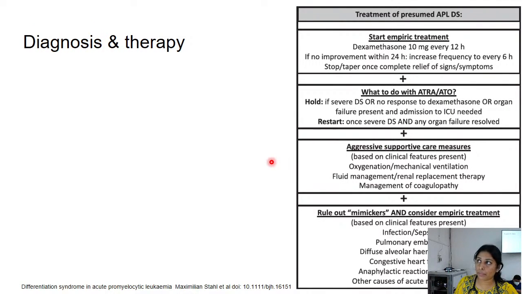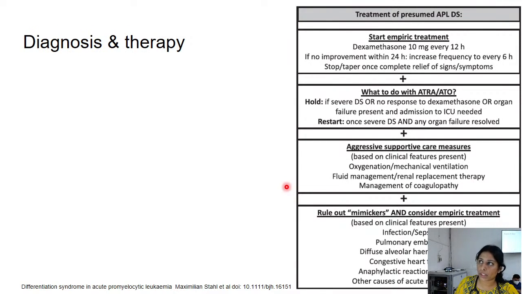There's a very important thing along with these two: aggressive supportive care, which includes oxygenation and, if required, mechanical ventilation, and appropriate fluid management. We should always avoid a positive fluid balance, which can lead to further worsening, and we need to maintain adequate urine output, and if required, put these patients on renal replacement therapy.